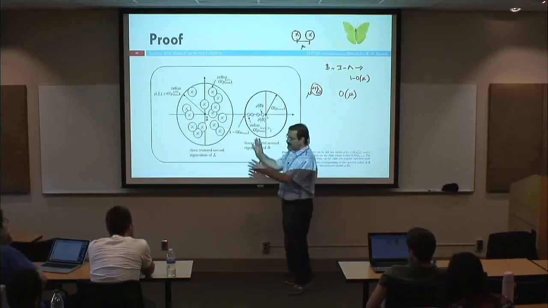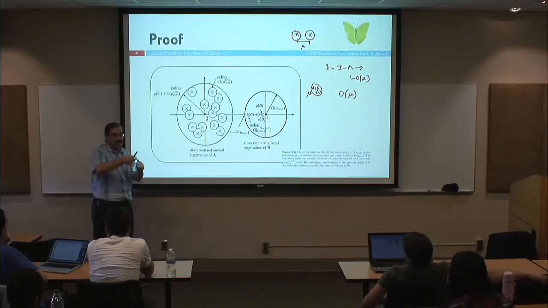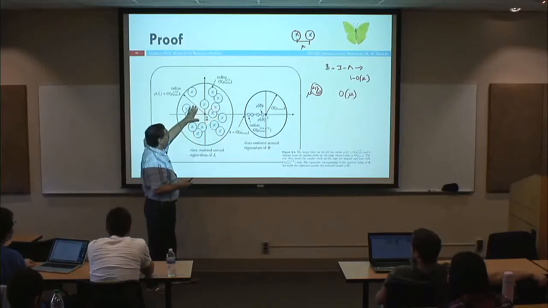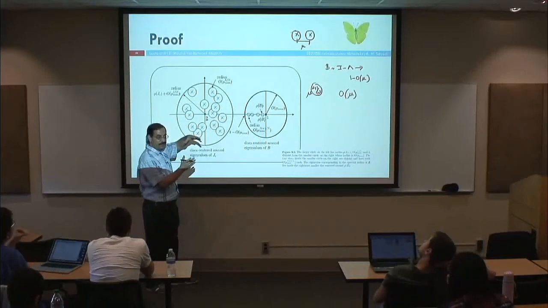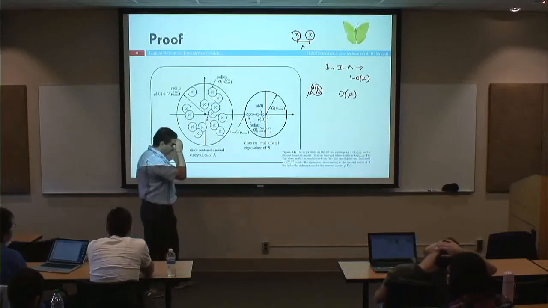Let's look at the other eigenvalues. The other eigenvalues are centered at the lambdas of the J. These are these x's. They are all strictly less than 1, correct? Okay, they are all strictly less than 1.